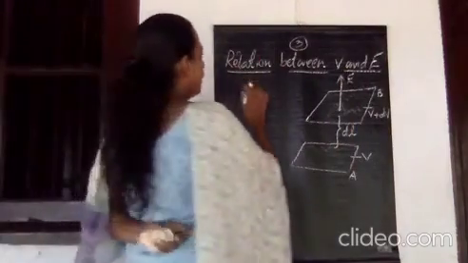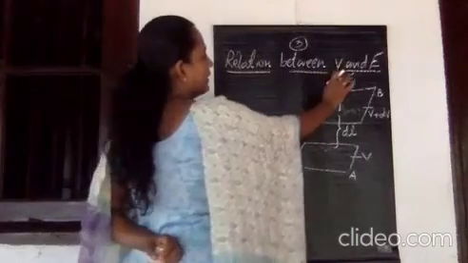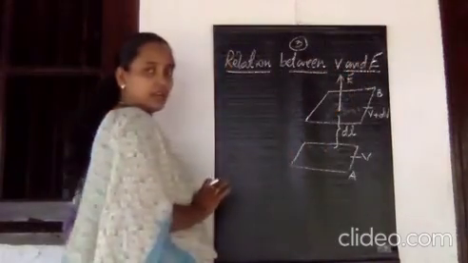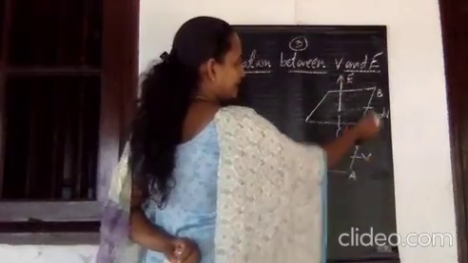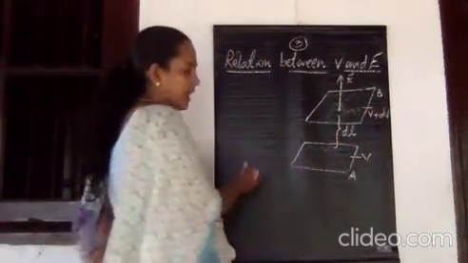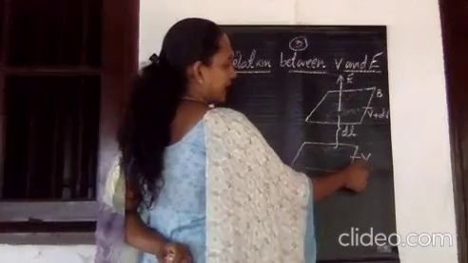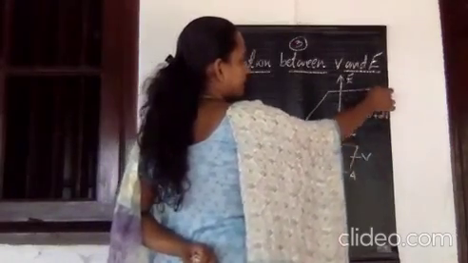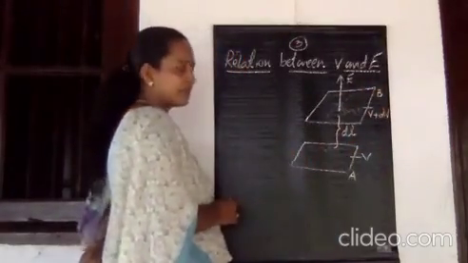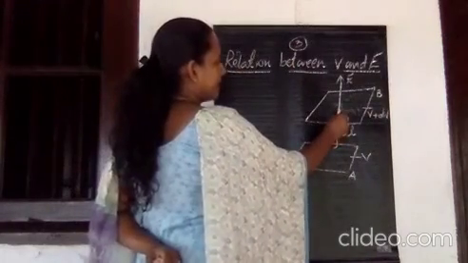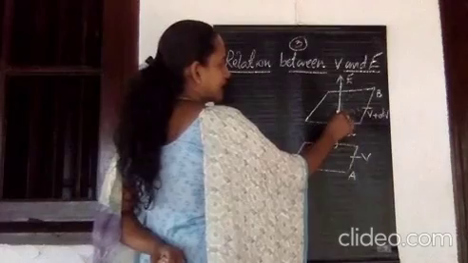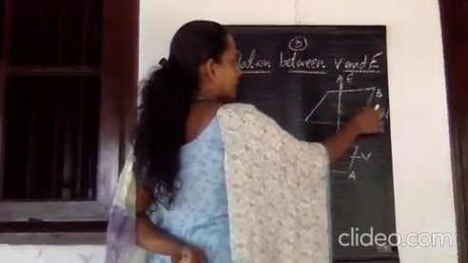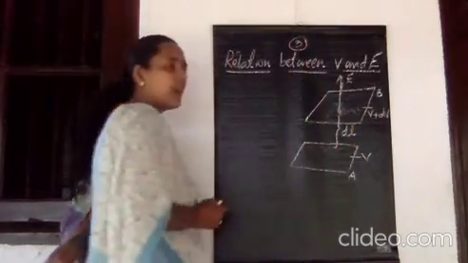So we want to get the relation between the potential and the electric field. For that, we consider two equipotential surfaces, plane A and plane B. The potential on plane A is V, and the potential on plane B is V plus dV. These two are separated by a distance dl, and the electric field is acting in a direction outward normal to the equipotential surface, in the upward direction.